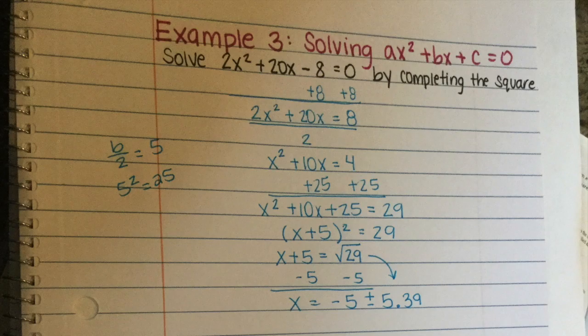And I did have to finish solving my equation to get x by itself, so I subtracted 5 from both sides. Now what I'm left with as my solution is x is equal to negative 5 plus 5 and 39 hundredths, or x is equal to negative 5 minus 5 and 39 hundredths.